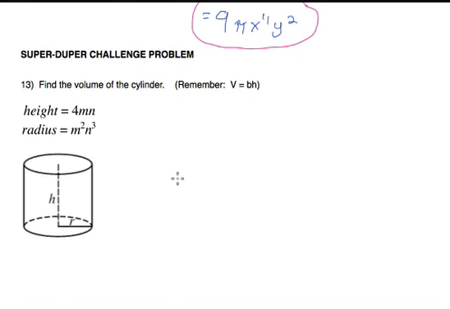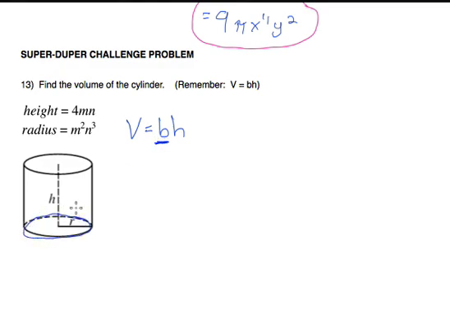Number 13. Super duper challenge problem. Find the volume of the cylinder. Now, I called it a super duper challenge problem. I don't think it's difficult. You shouldn't think it's difficult, but it is applying something that we've been doing for 2 or 3 weeks now, and combining it with your knowledge of exponents. So, again, if you start out with the big picture, everything's easy. Volume equals base times height. What's the base in this figure? The base is a circle.